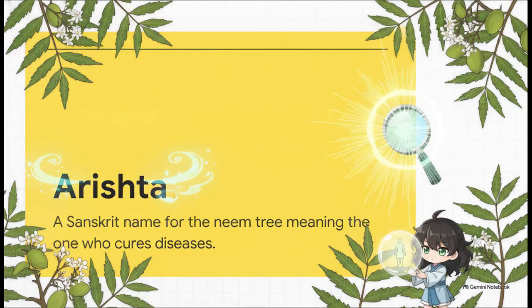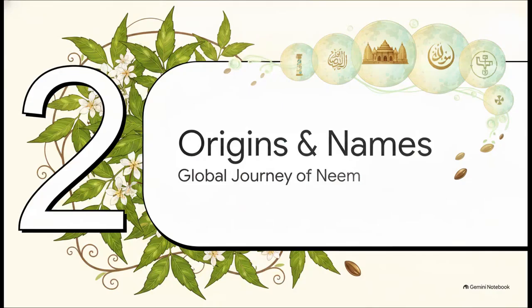One of the very first things Neem Baba shares is a pretty crucial vocabulary word, Arishta. This is the ancient Sanskrit name for the neem tree. But here's the coolest part. It translates to the one who cures diseases. I mean, imagine having a name that literally announces your superpower to the world. People have known since ancient times that this tree is a natural healer, and they bake that respect right into its very name. Moving right along to Section 2, Origins and Many Names.